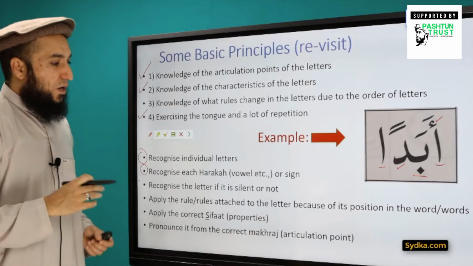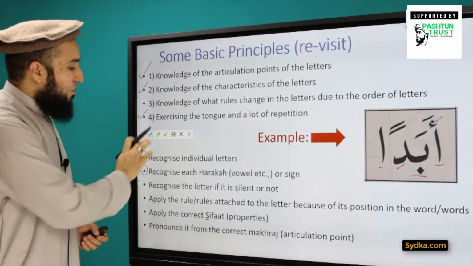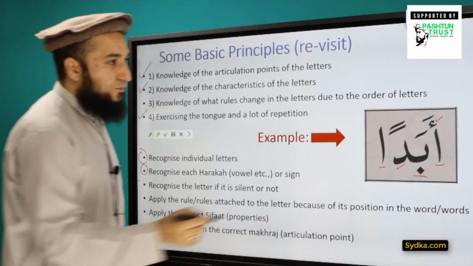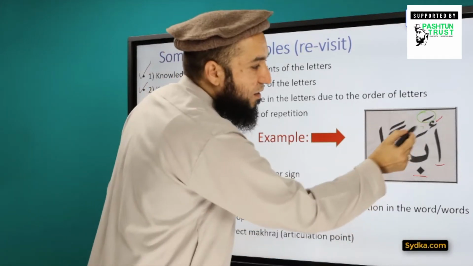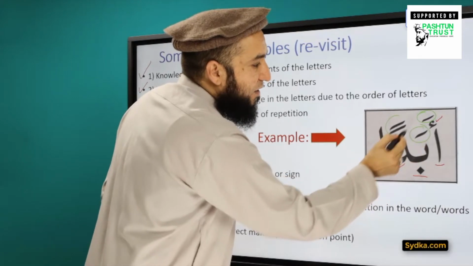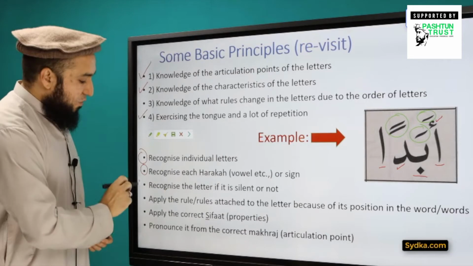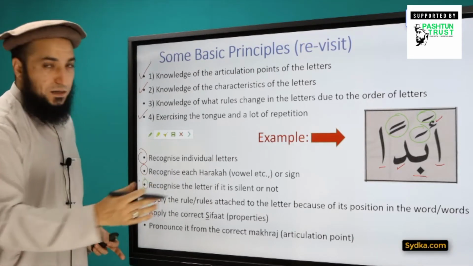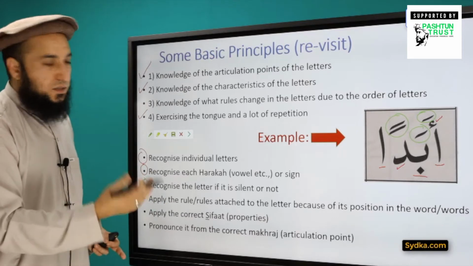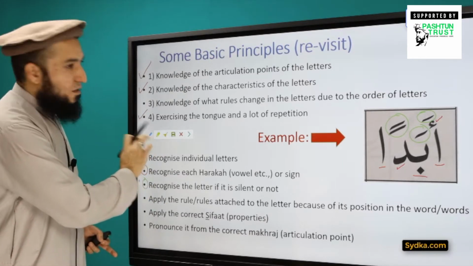In step two, we recognize the harakat that are used. So the harakat, or the signs, would be here. That's fatha, fatha, fathatain. So we recognize the harakat. And the next one is we have to recognize which letters are silent and which aren't. Let's change the color. Okay, blue.